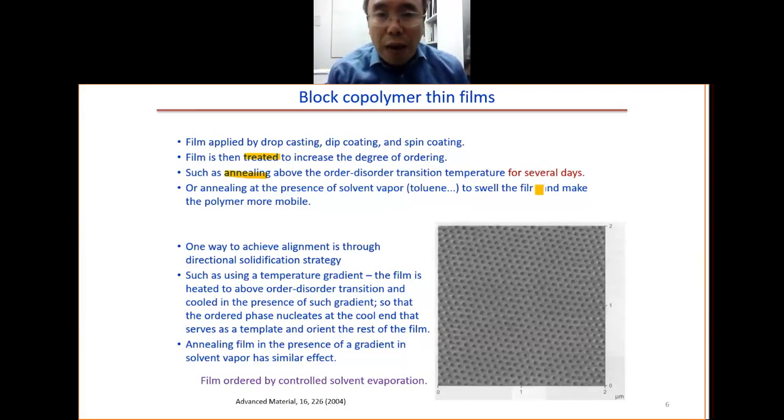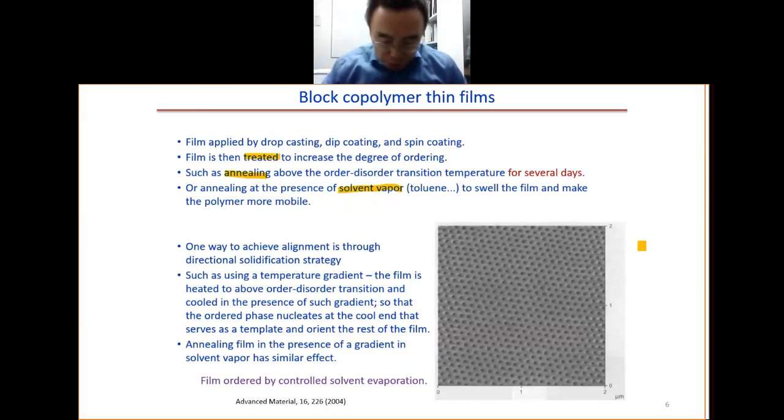To reduce the time, one thing you can do is use some solvent vapor. For example, you can use toluene solvent vapor. This solvent will swell the film and make the polymer chains more mobile. Then it will speed up the self-assembly process.